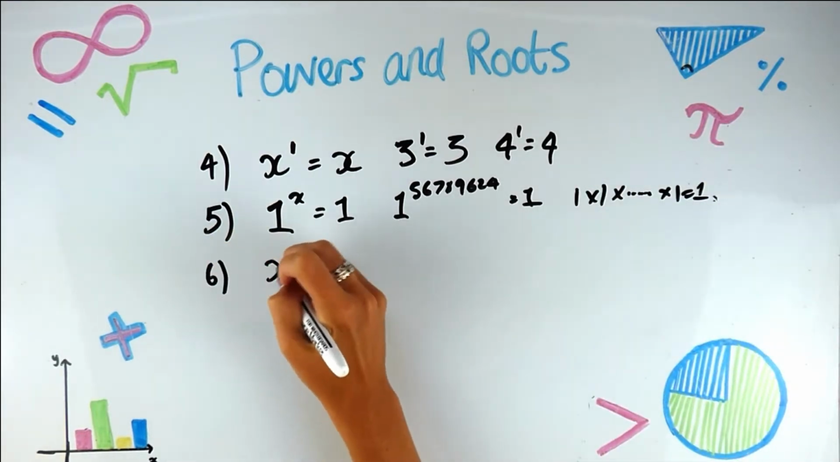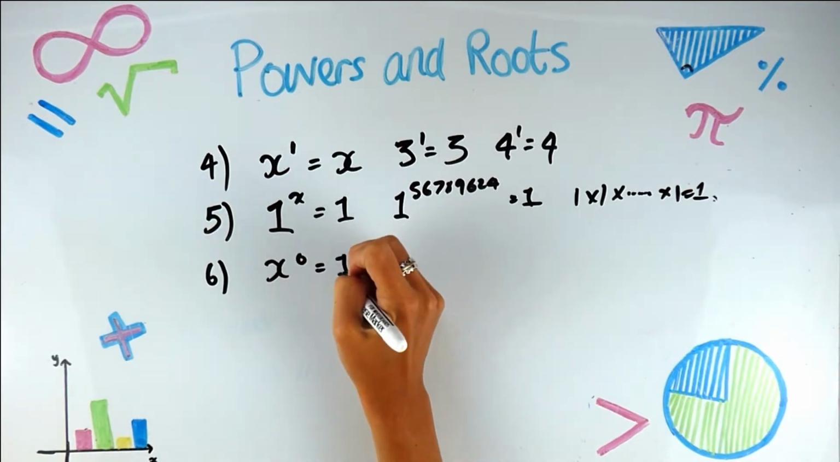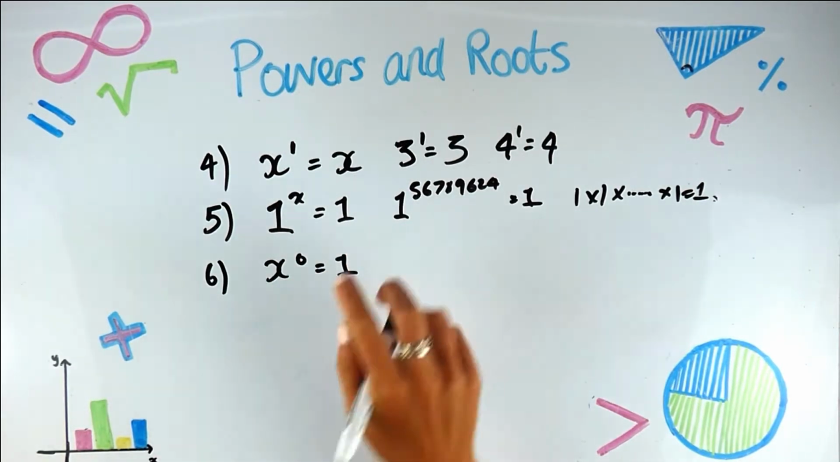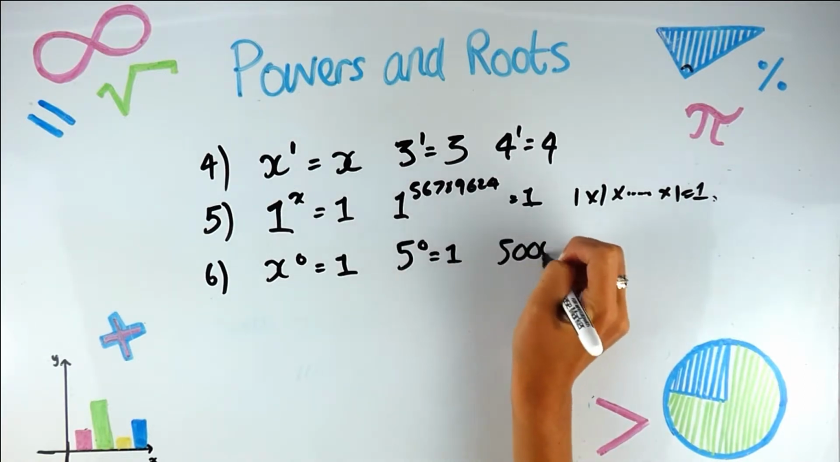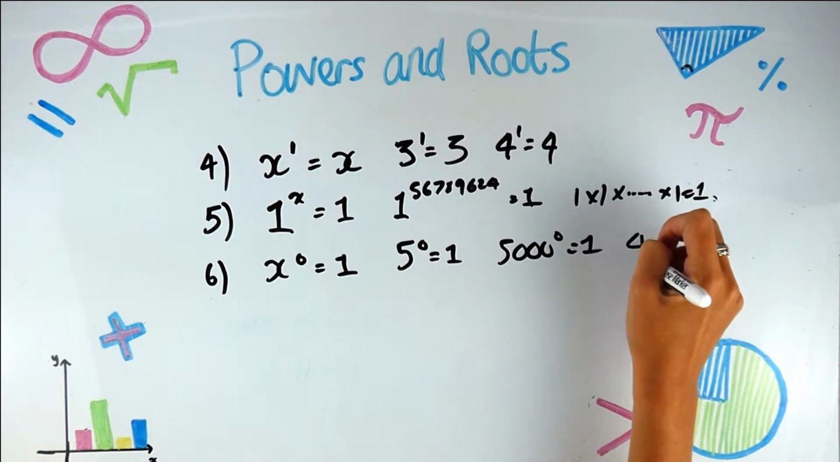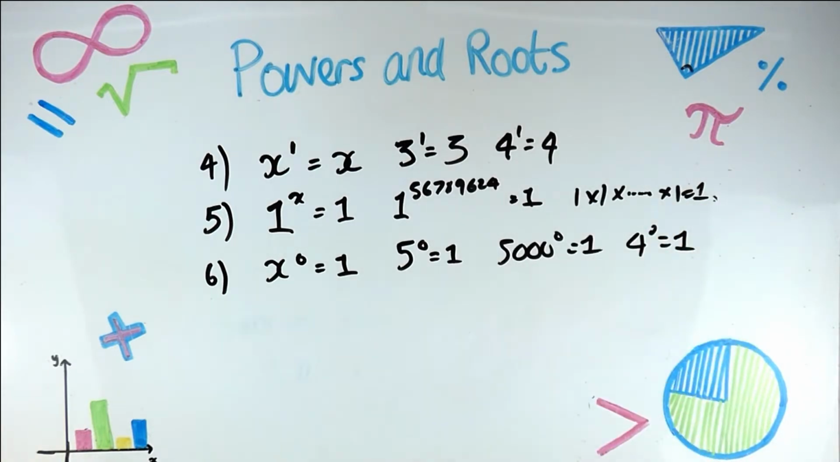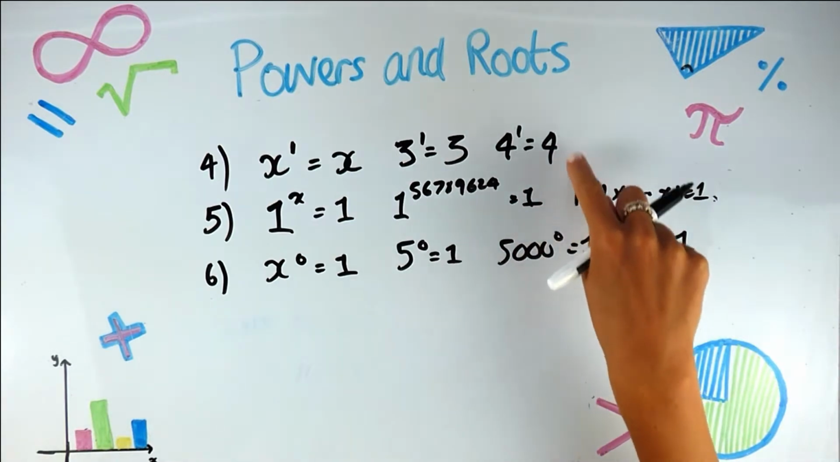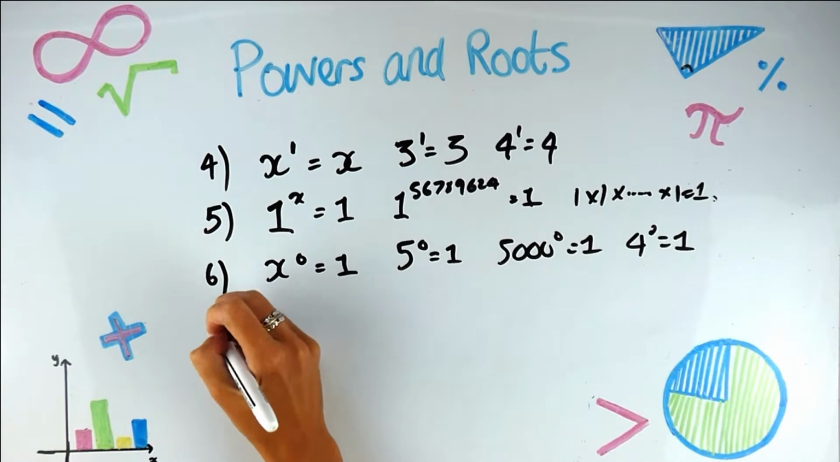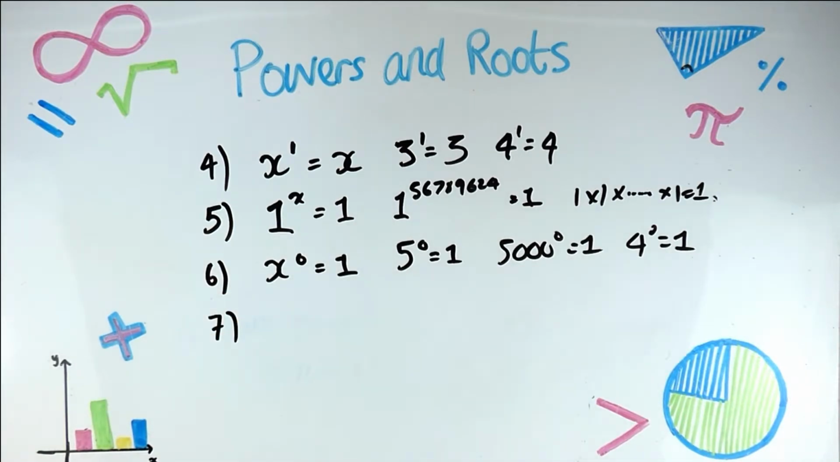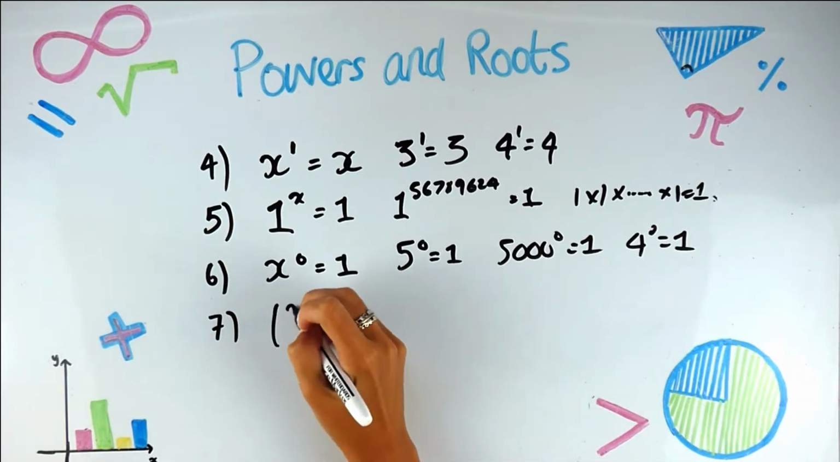Then we've got a weird one, that x to the 0 equals 1. So any number to the 0 equals 1. So 5 to the 0 equals 1. 5,000 to the 0 equals 1. 4 to the 0 equals 1. So these are just good things to remember. The others make a lot of sense. This one is a bit tricky to remember, but you might be able to remember it just because it is a bit funky. And the next one is if you have a fraction.